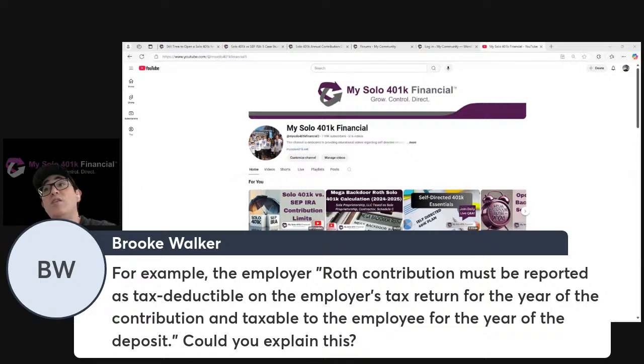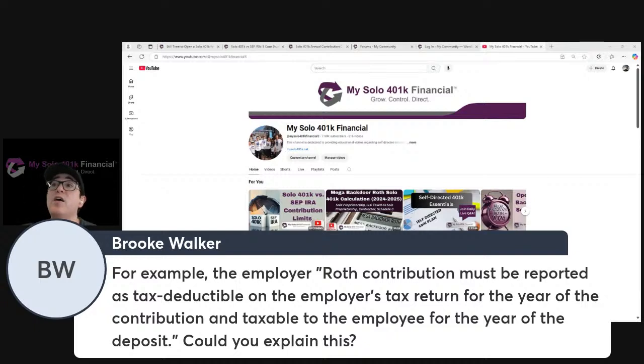So it's going to need to be taxable to the employee for the year of the deposit. That's how it becomes Roth, essentially, right? So that's where it goes to, okay, when is the money actually deposited? Well, if it was deposited in 2025, even though it was made for 2024, it's now going to be taxable to the employee for the year of the deposit. So the way that that happens is that a 1099-R is issued to that employee to report that taxable income.